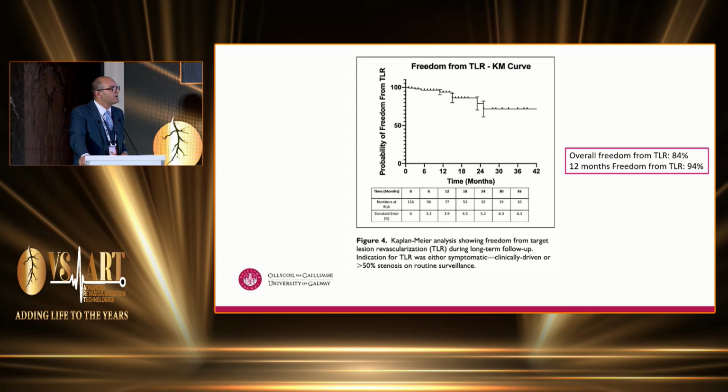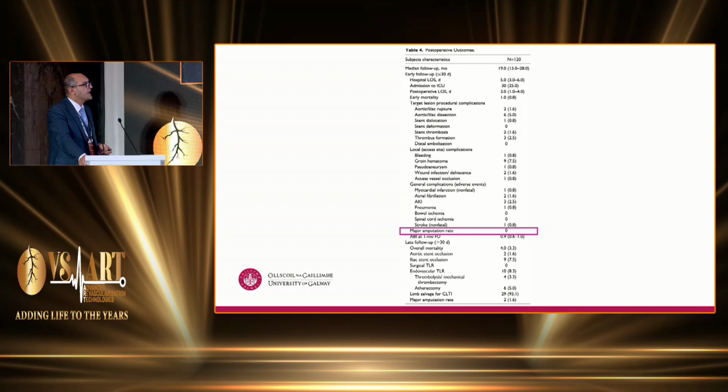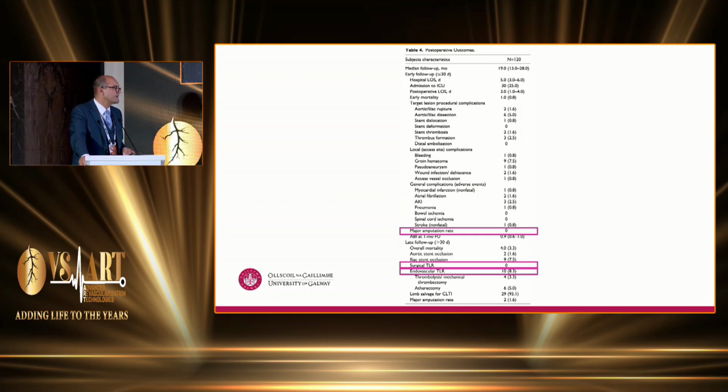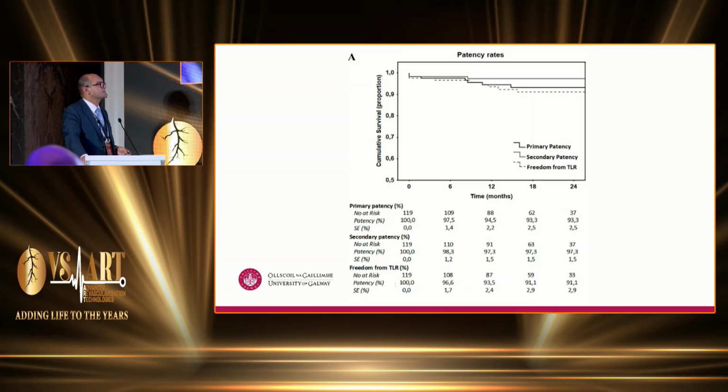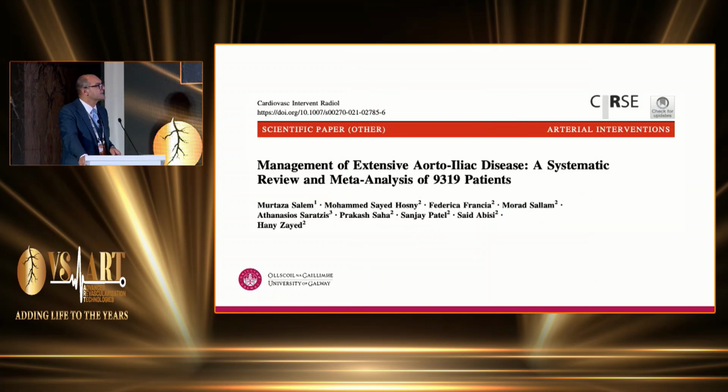The 12 months freedom from TLR was 94%, with an overall freedom from TLR after 3 years of about 84%. There were similar results from the Polish multicenter observational study with just slightly larger numbers. And again, no major amputations, and the endovascular TLR was 8.3% of procedures, and the freedom from TLR at 1 year was 94%, at 2 years, 91%.